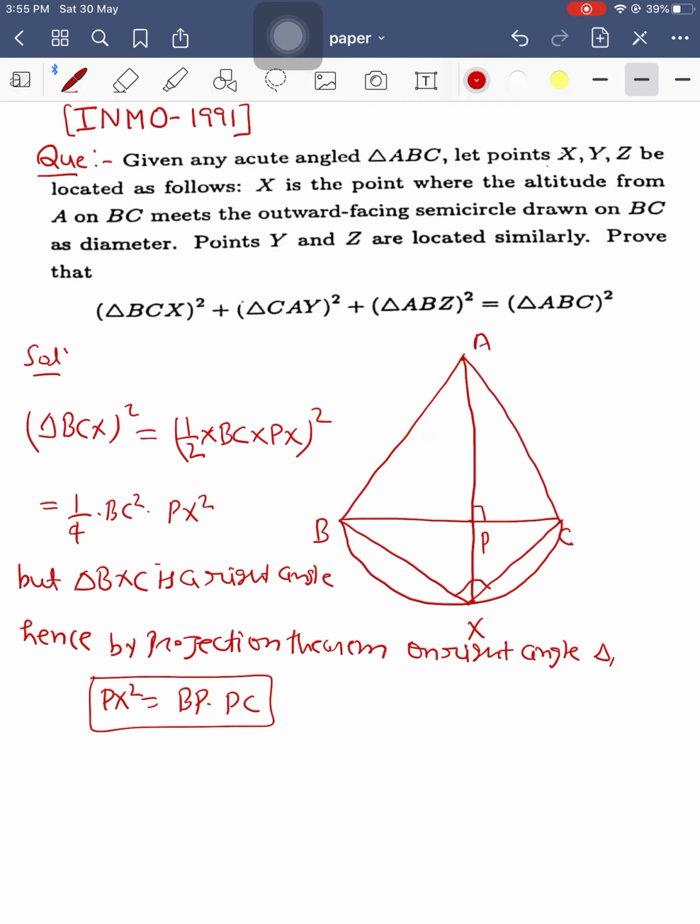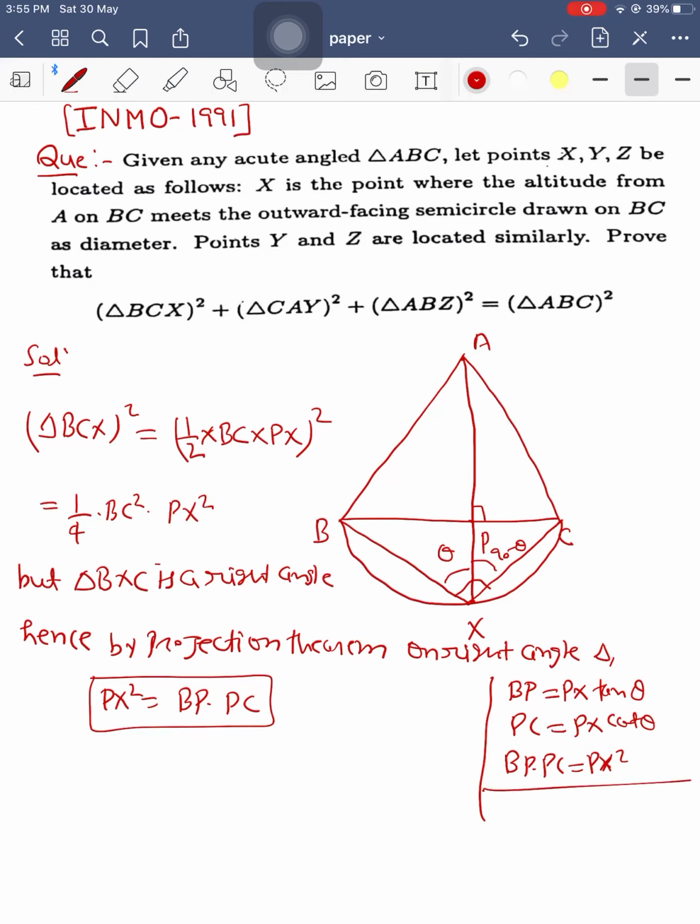You can prove this projection theorem by using trigonometry. Suppose this angle BXP is theta, therefore angle PXC becomes 90 minus theta. Then BP is what? BP equals PX tan theta by using triangle BPX. Now we are going to use triangle PXC. Then PC equals PX cot theta, because tan of 90 minus theta is cot theta. Therefore what we get from here? BP into PC is PX square. This is the projection theorem on right angle triangle.